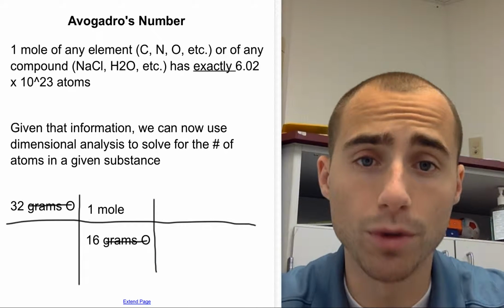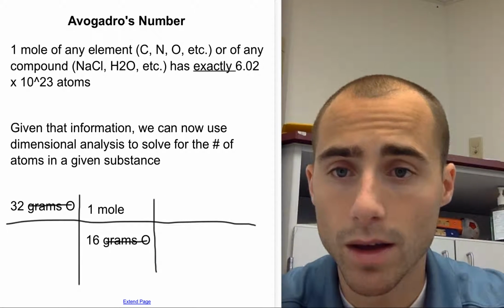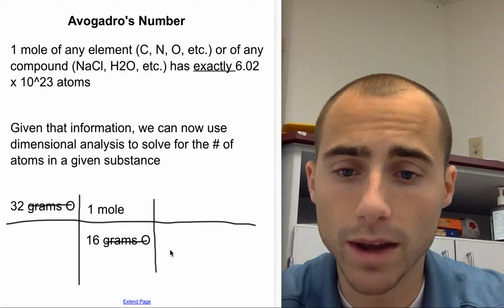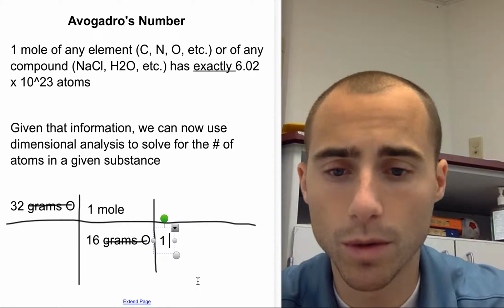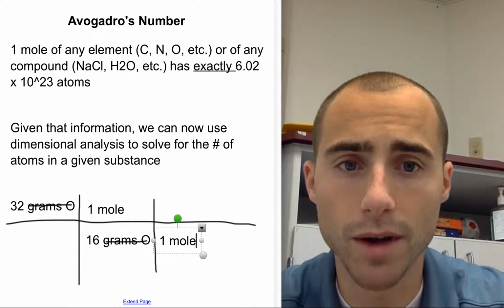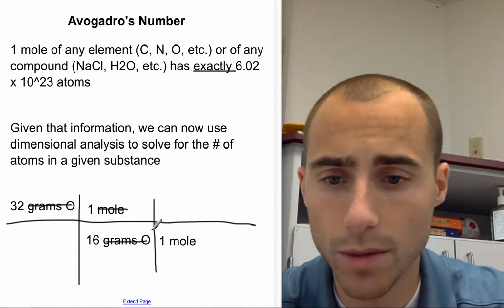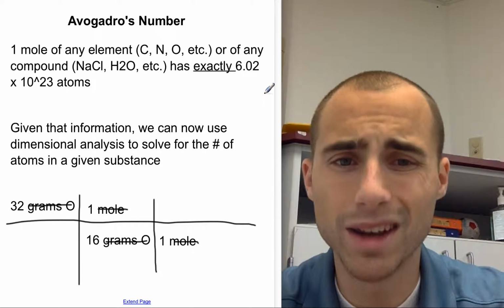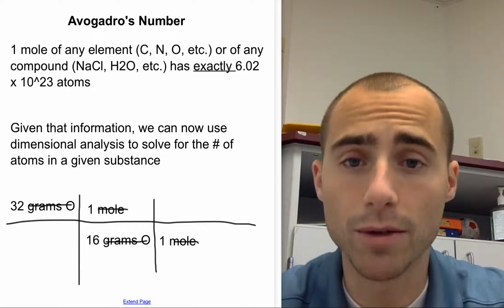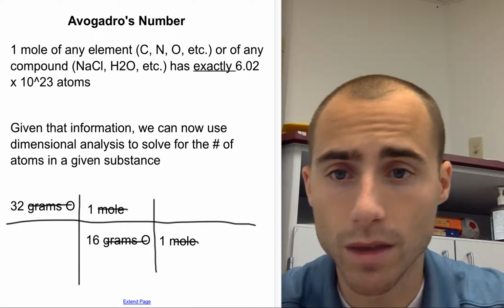Now we don't want to end with moles, right? We want to end with atoms now. Therefore, we need to cancel out moles. How can we cancel out moles? Well, we can just put 1 mole right here. That's easy enough, right? By putting 1 mole right there, we have canceled out moles. And what do we want to end up with right here? We want to end up with atoms, right? We're trying to go from grams to atoms.